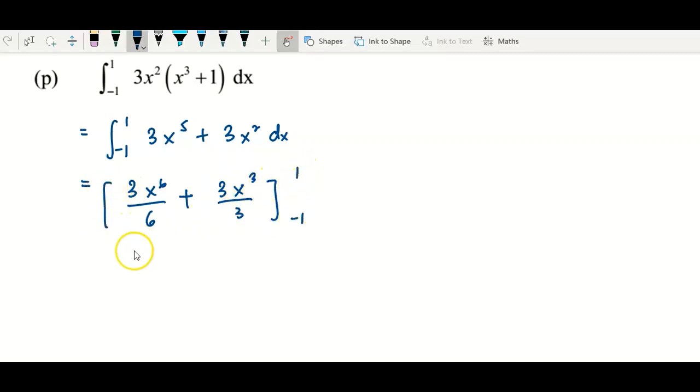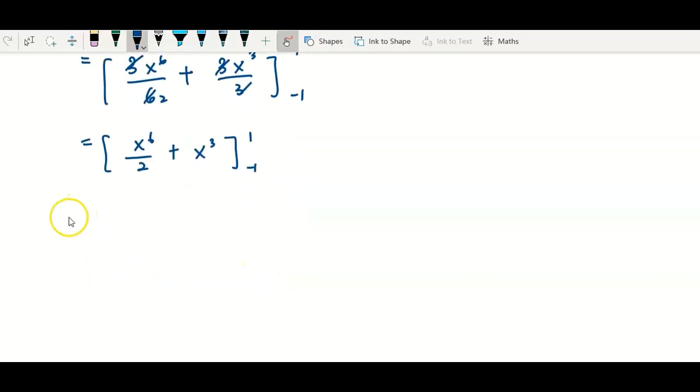Integrate from negative 1 to 1. Simplify it first. You have x power of 6 over 2 plus x cubed. So now we need to put in the upper limit and the lower limit. Substitute upper limit, you have 1 over 2 plus 1. Substitute lower limit, you have 1 over 2 minus 1. Okay, 1 over 2 minus 1 over 2, you get 0. 1 plus 1, you get 2.